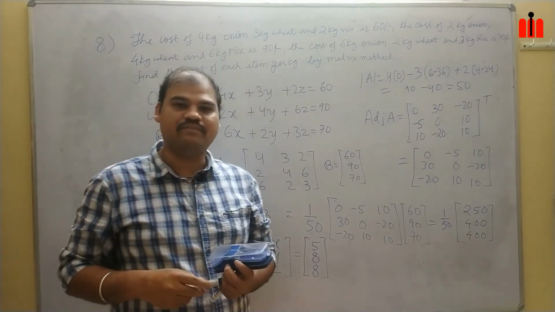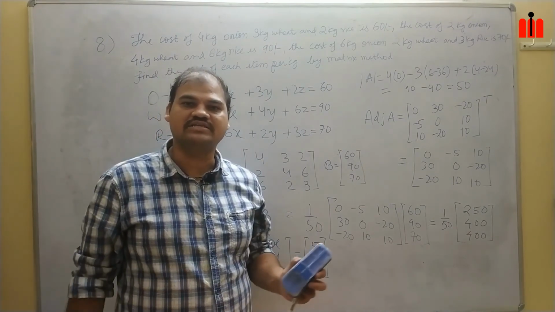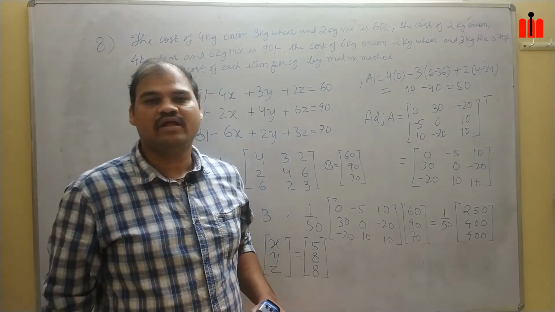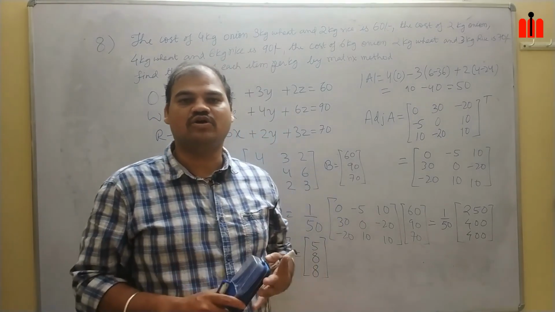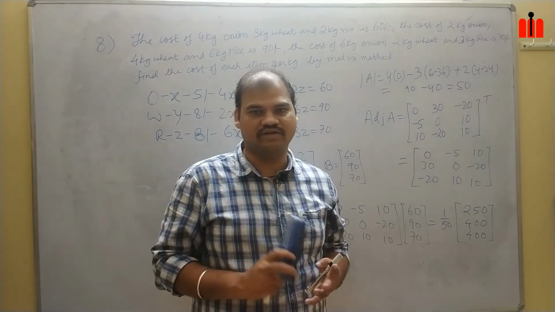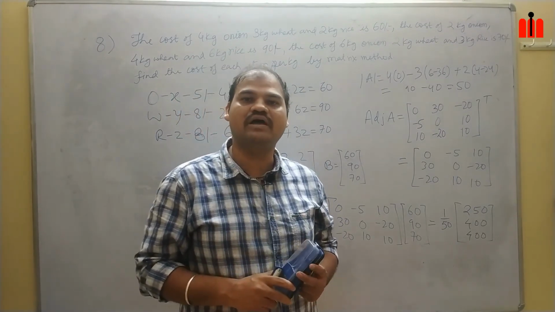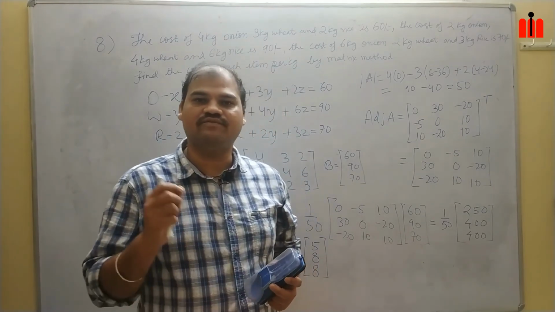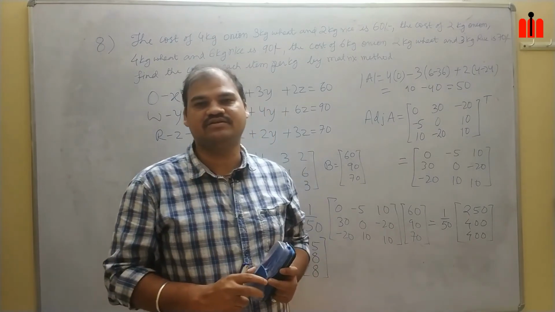Okay. So this completes problem number 8 and this completes today's class as well. So what had we done in today's class? In today's class we solved systems of linear equations, with 2 variables and 3 variables, by using the matrix method. That is, we found it by using adjoint, inverse and determinants.